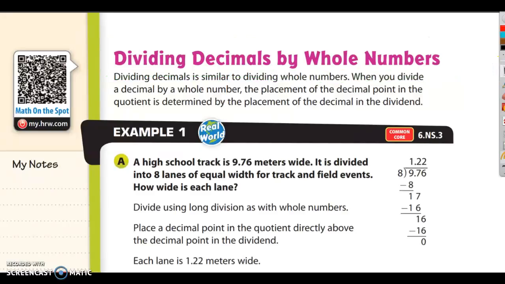Dividing decimals is similar to dividing whole numbers. When you divide a decimal by a whole number, the placement of the decimal point in the quotient is determined by the placement of the decimal point in the dividend.